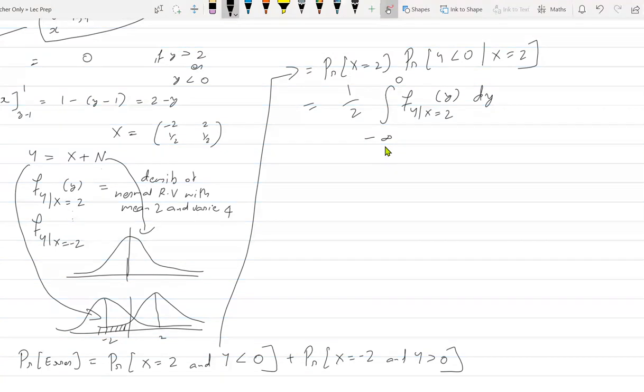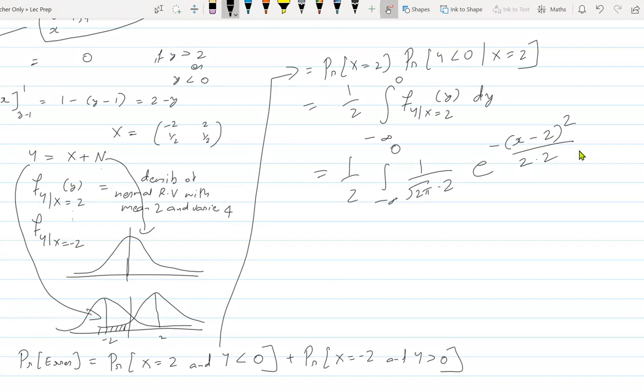So this will work out to be 1 by root 2 times the integral from minus infinity to 0 of 1 by root 2 pi into 2, e raised to minus (y minus 2) the whole squared by 2 into 2, dy. So we need to compute this integral. That's it. Similarly for this also. Is that fine?